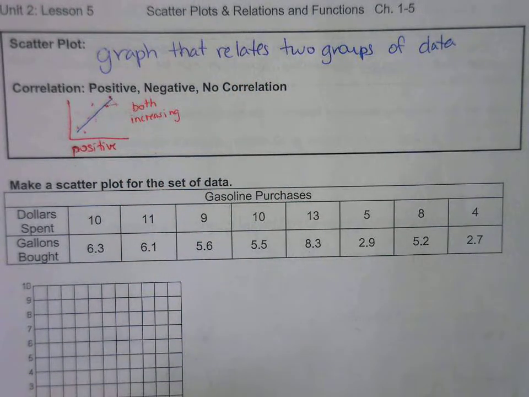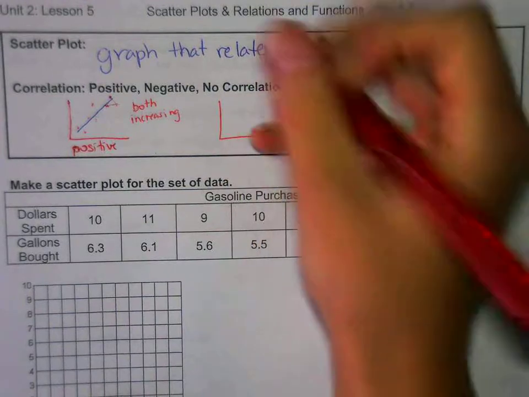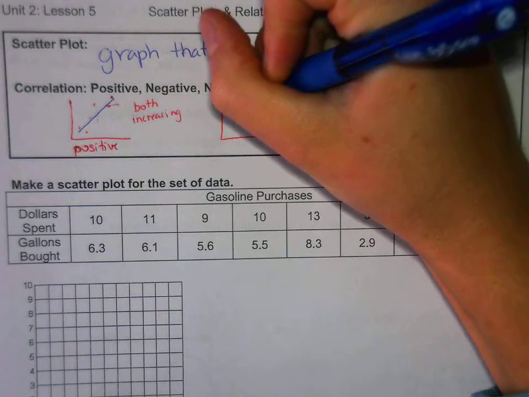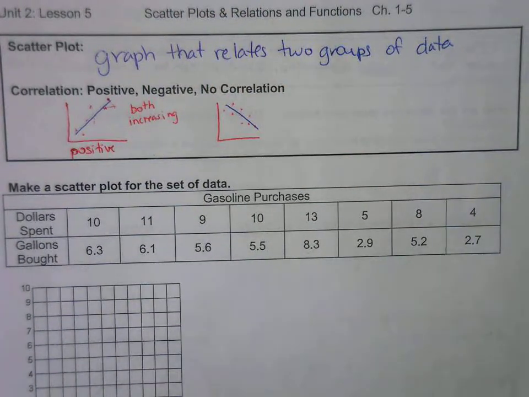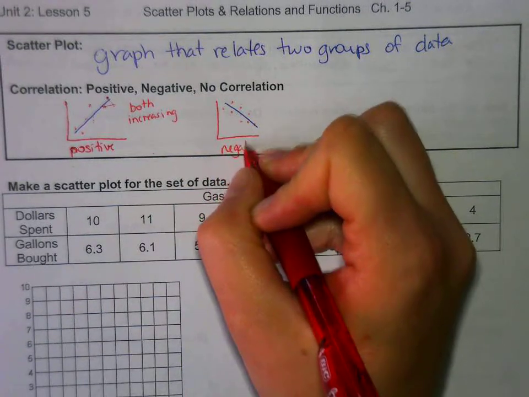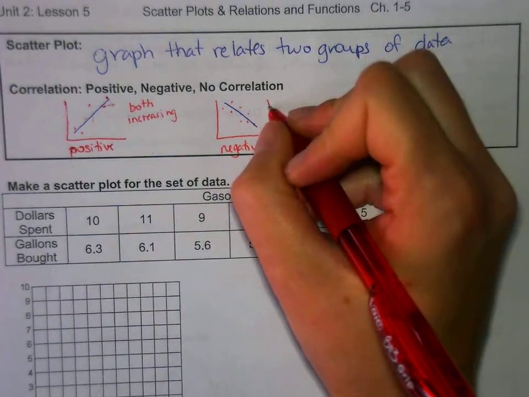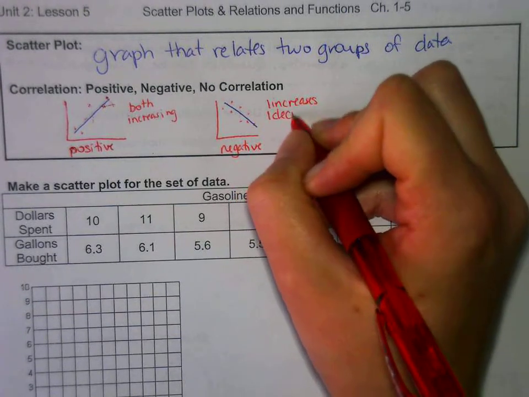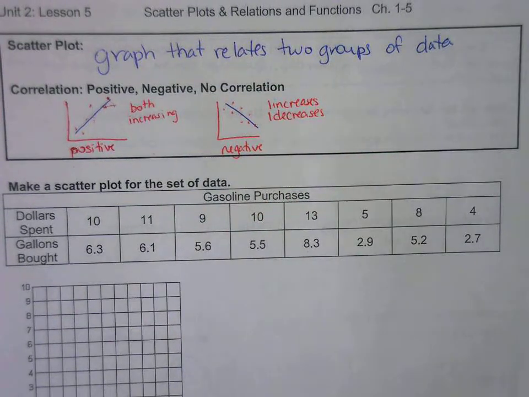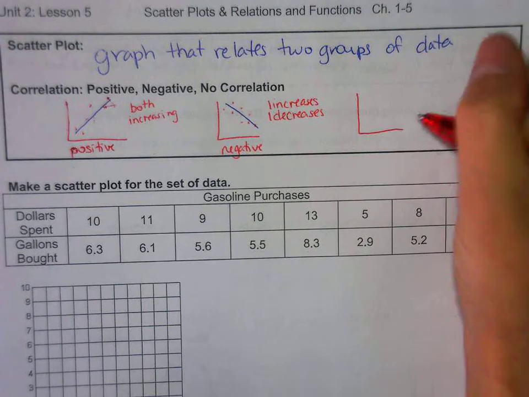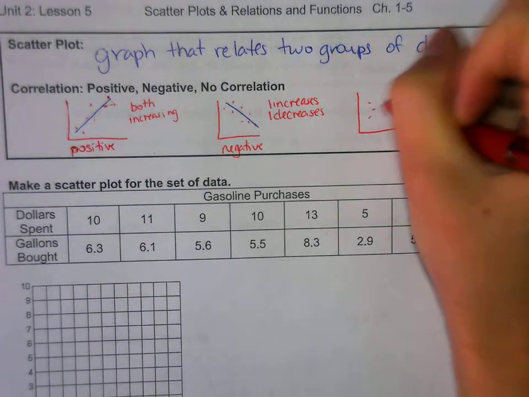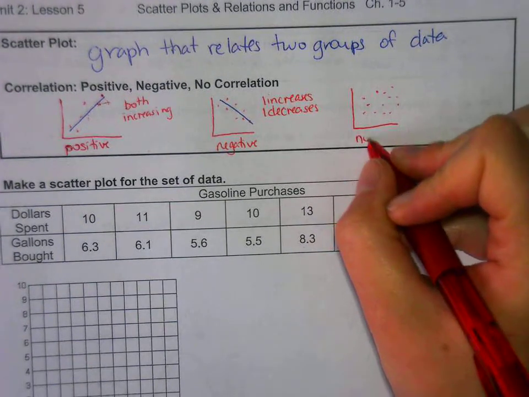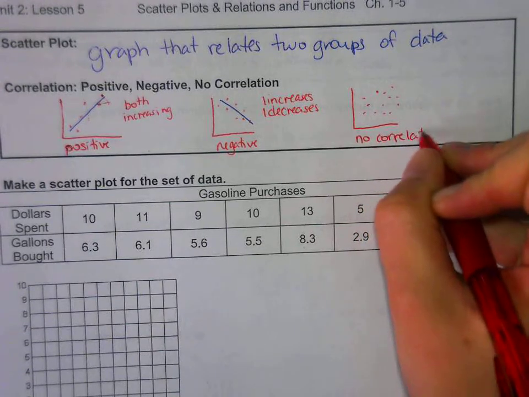If we have a negative correlation, it means our scatter plot has values where the trend seems to be that they're going in the negative direction. So this is a negative correlation, which means that one increases and one decreases. For no correlation, we have a scatter plot that doesn't have a trend of going in either direction. So this is no correlation, which means that they're not related.